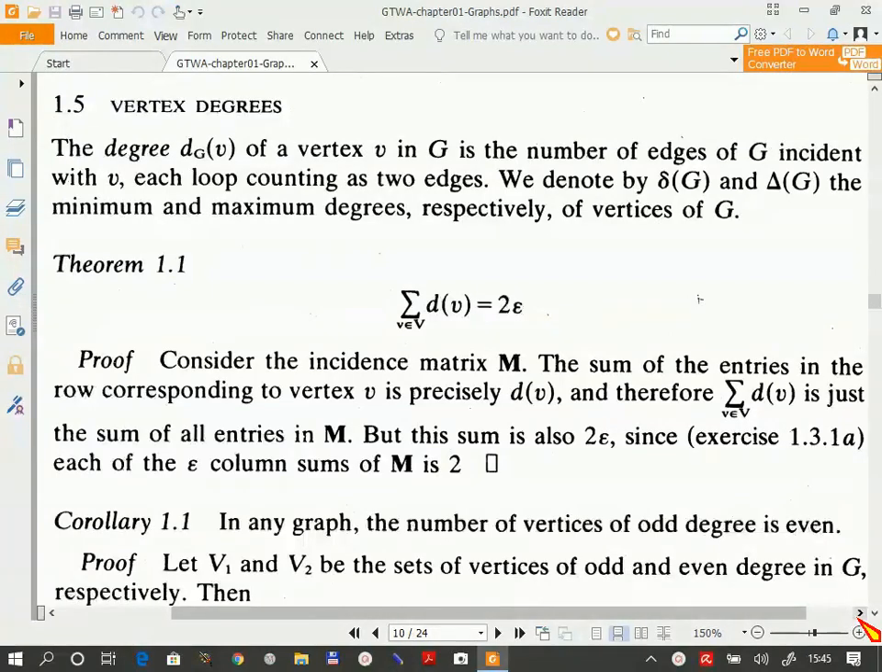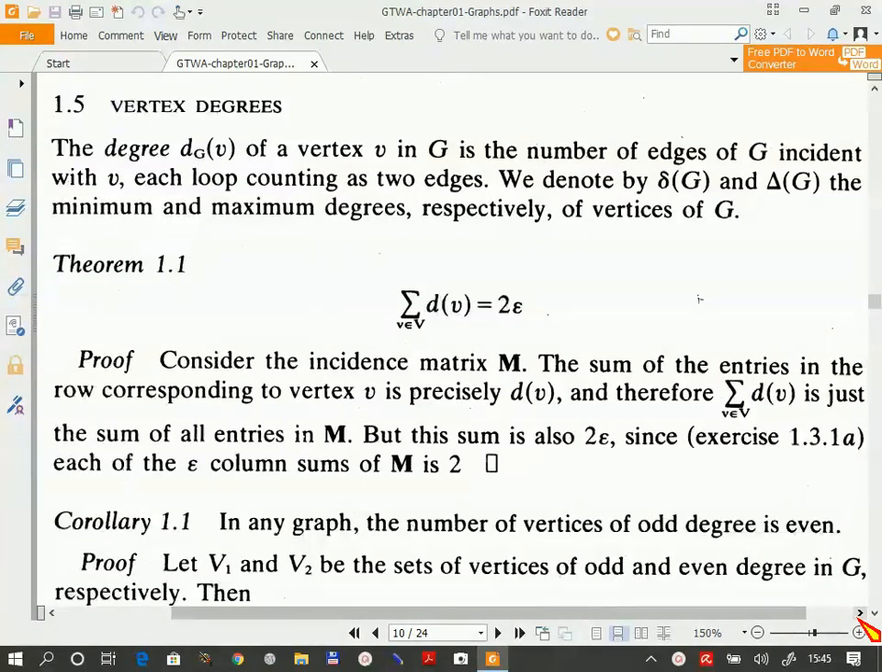No. Very good. We can find a consequence of this, corollary 1.1. In any graph, the number of vertices of odd degree is even. You will not be able to build a graph in which you have a vertex of degree 3, another vertex of degree 3, a vertex of degree 5, and all the other vertices at even degree. It's prohibited by logic, by this theorem. Let's see why.